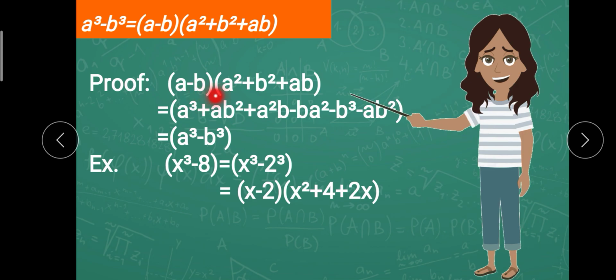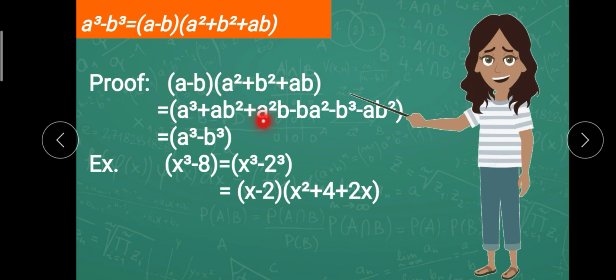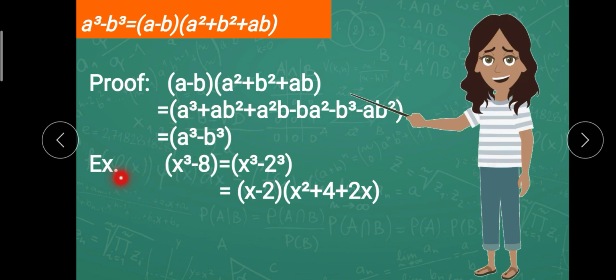So in the right hand side, what we have a minus b times a square plus b square plus ab. Multiplying all these terms, you know how to multiply. So we get a cube plus ab square plus a square b minus ba square minus b cube minus ab square. So now cancelling the similar terms with opposite sign, what you get, a cube minus b cube.